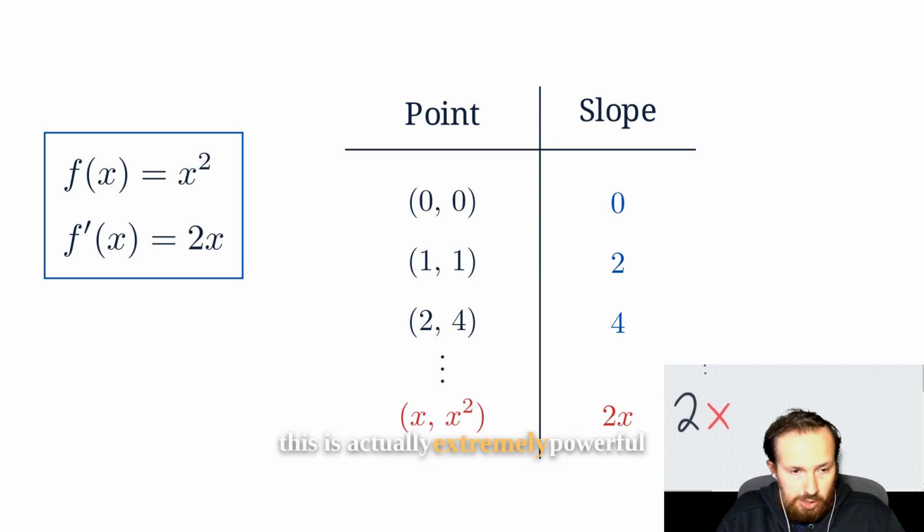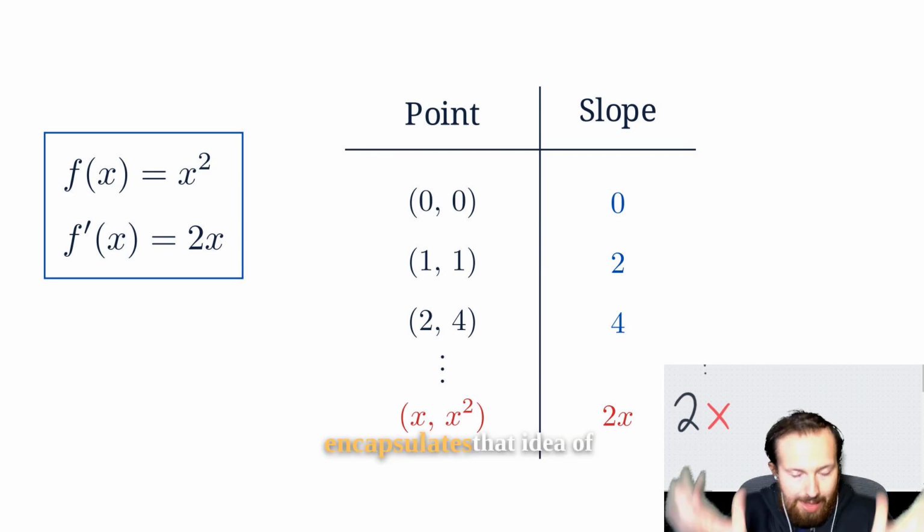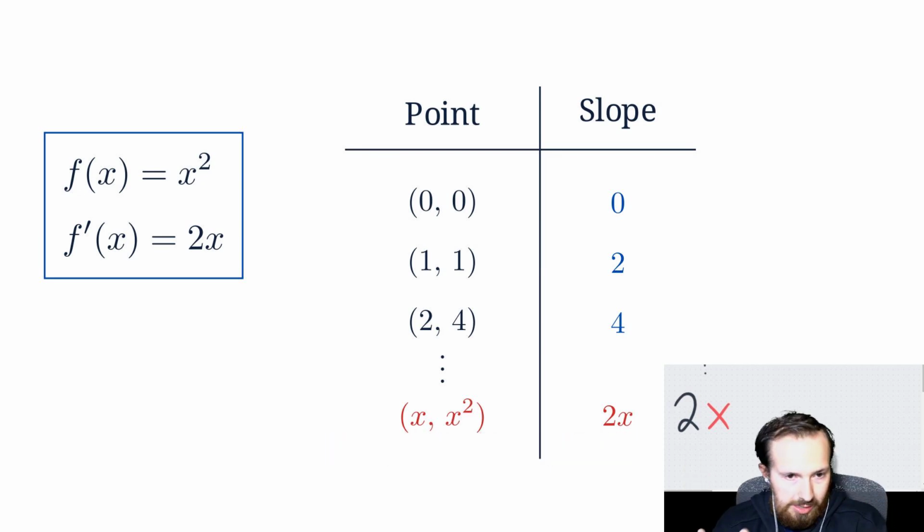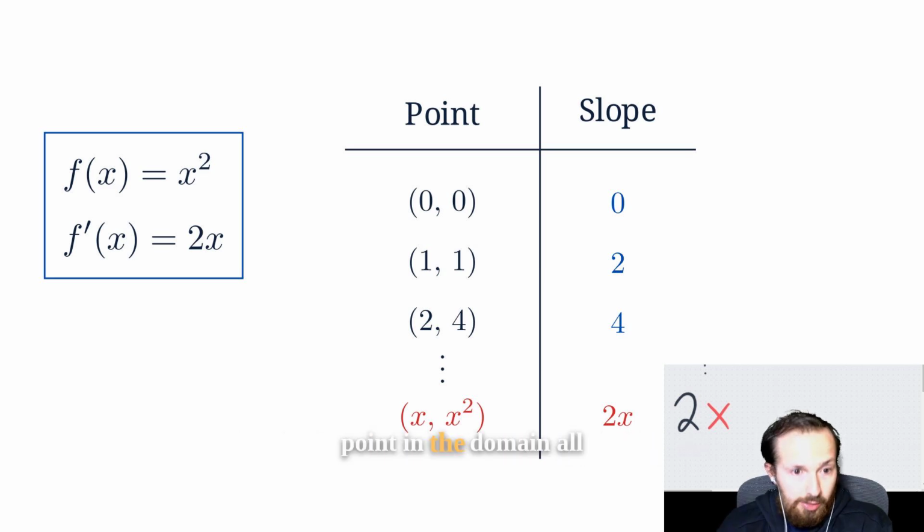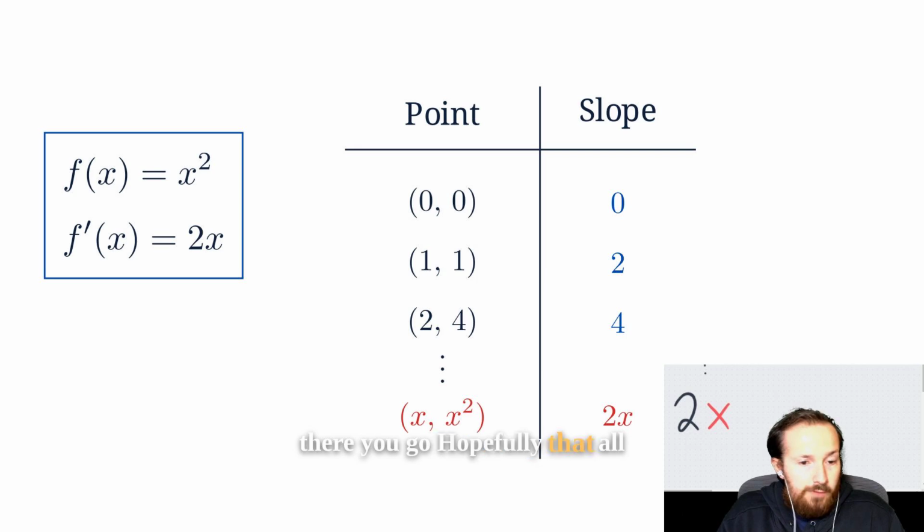So this is actually extremely powerful, this derivative. It doesn't tell us just the slope at one point. It encapsulates that idea of zooming in and looking at the slope that we did from the very beginning, but it does it for every single point in the domain, all infinitely many of them. And it's surprising that we can get all that information from just one function. So it's very powerful. So there you go. Hopefully that all makes sense. This is the limit definition of the derivative.